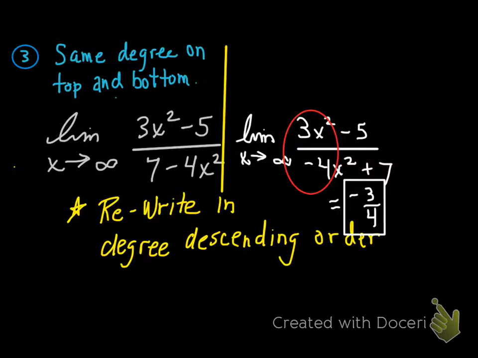So you've got a tie game, top and bottom. Make sure you reorder in degree descending order, both the top and the bottom. Pretty easy to simply take that ratio of leading coefficients and arrive at your limiting value.